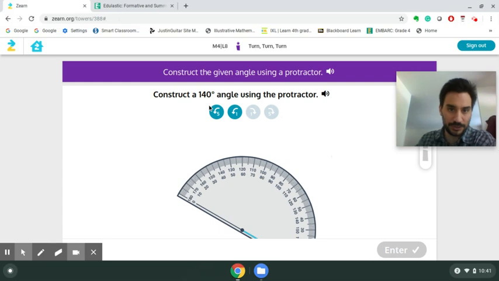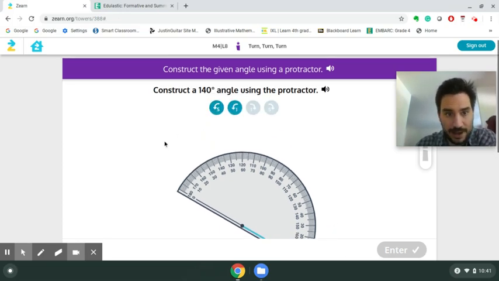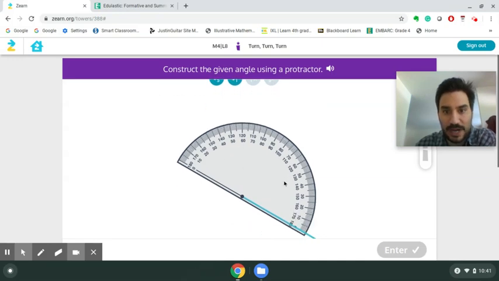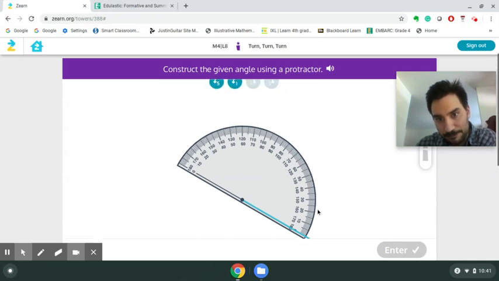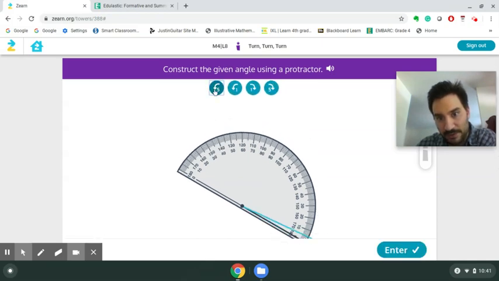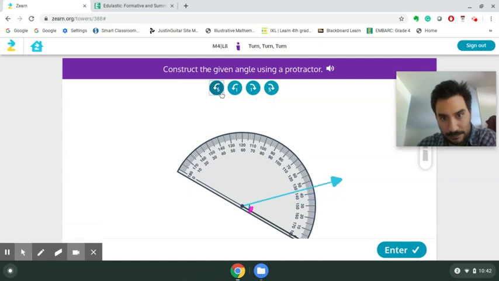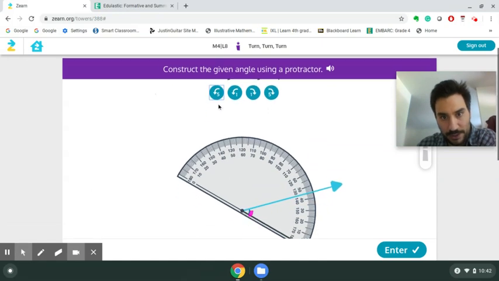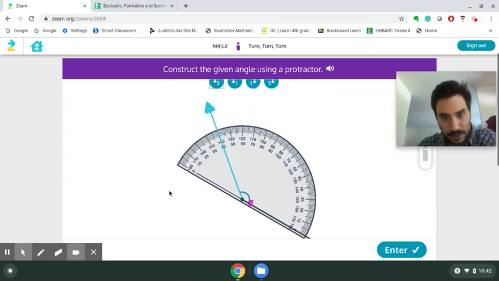All right, construct a 140-degree angle using a protractor. These are our tools. These are going to help us move the protractor. Right now we have one line. It's on our 0-degree measurement. So I'm going to have to scroll up. I'm going to move it 5 degrees. Notice what I'm doing. I'm creating an angle. Notice how it spreads. And I think I want to make it 140 degrees. So we have to keep it moving. Okay, there we go.